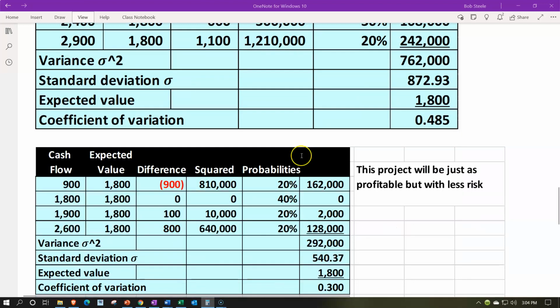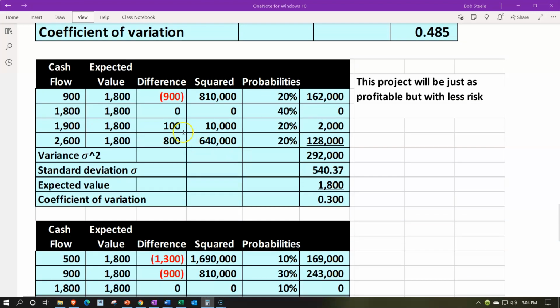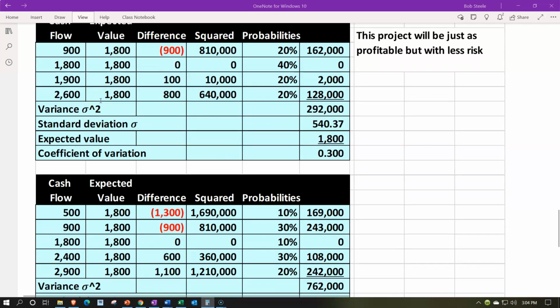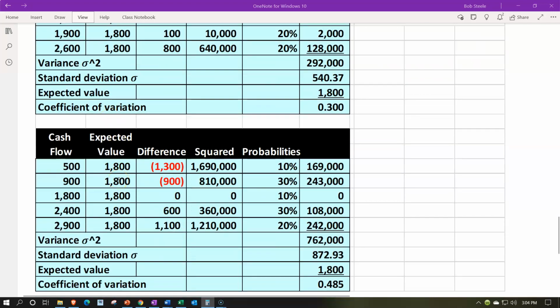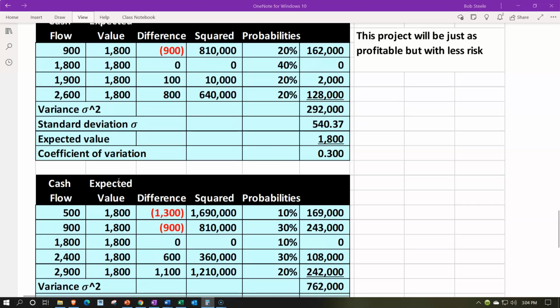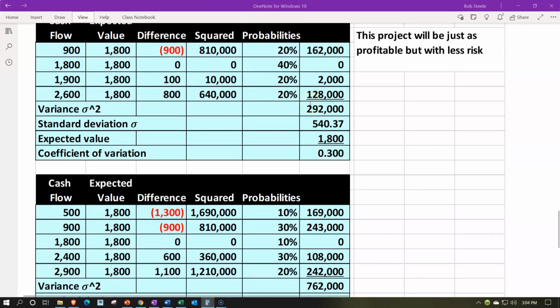So now we can do our comparison. If we look at these two projects, the first one has the 1,800 expected value. The second one also has 1,800 expected value. So they're even with regards to the expected value. So that would lead you to believe that you want to pick the one that has the least amount of risk, typically. You want the lower risk generally if the two expected values are the same, and the top one has the lower amount of risk.